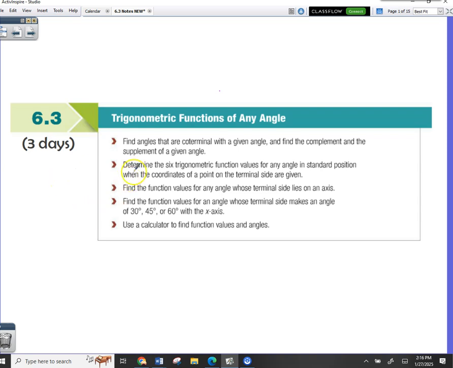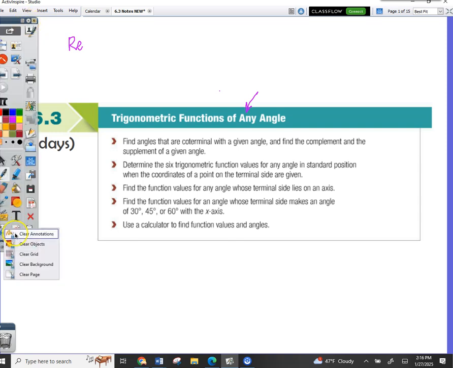All right, so here are our goals for 6-3. We're writing trig functions. Notice it says of any angle. So what we've done so far is, let's see, recall. You can't really see that. Let's do this. Let me make this. There we go.